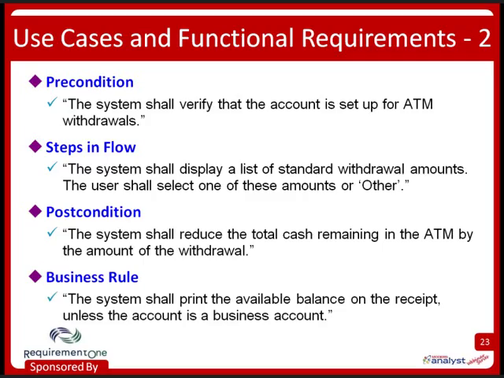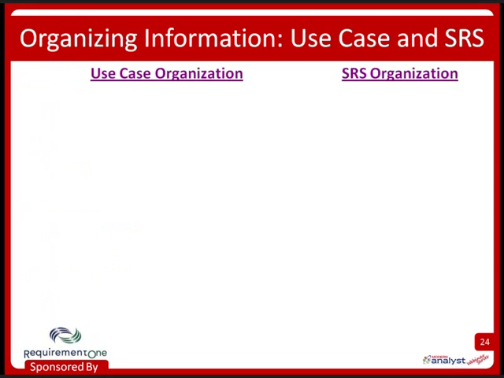And we have to understand how business rules affect it. So I've encountered this myself. I have a business checking account and a personal checking account. And I've learned that the system shall print the available balance on the receipt unless the account is a business account. If I go to my bank and make a deposit into my business account, I don't get the balance on the receipt. I have to ask them to write that down for me.